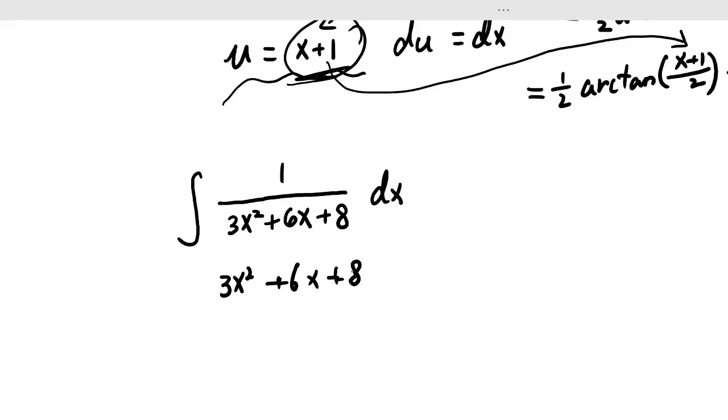So it looks like it's very hard for completing the square because our leading coefficient is not 1. So what I'm first gonna do is factor out the 3. So we're gonna have x squared plus 2x plus 8.